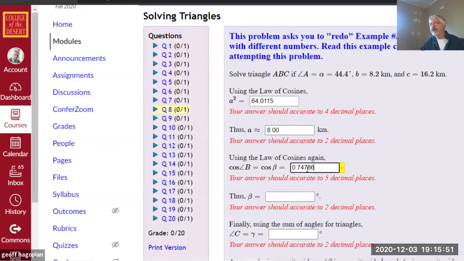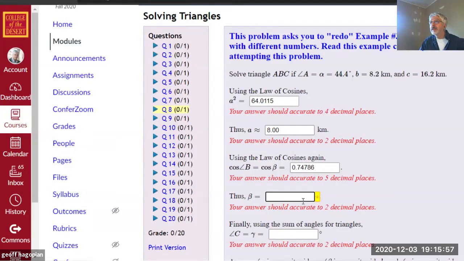Okay, so beta, and they want these to 2 decimal places. When they ask for 5 decimal places, you kind of want to be careful. That's a lot of decimal places. So beta is 41.59 to the nearest hundredth.